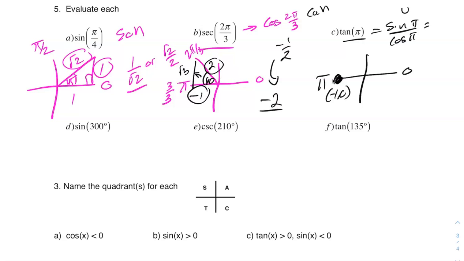Sine is y, cosine is x. So tan is the y over the x. So 0 over negative 1, or just 0. In general, tan of the x-axis is 0. Tan of the y-axis is no solution.